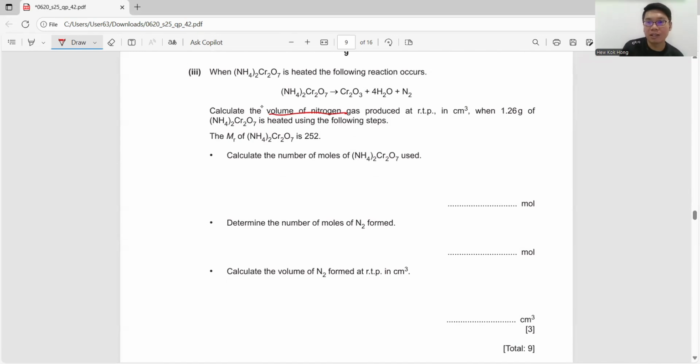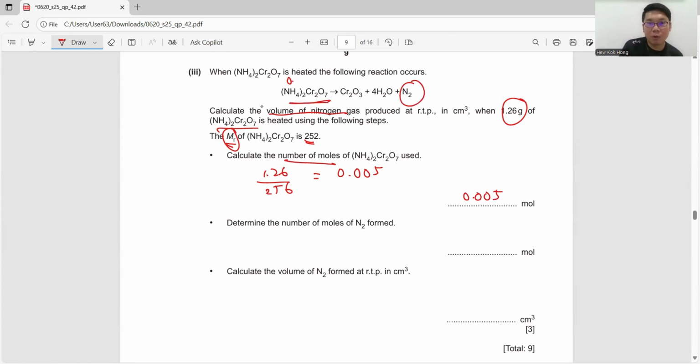Number 3: when this is heated in the following reaction, calculate the volume of nitrogen produced in RTP in cm cube when this amount of this is heated using the following step. They give you the molecular mass of this. To find the mole, the number of moles is just the mass divided by the molecular mass, 0.005.